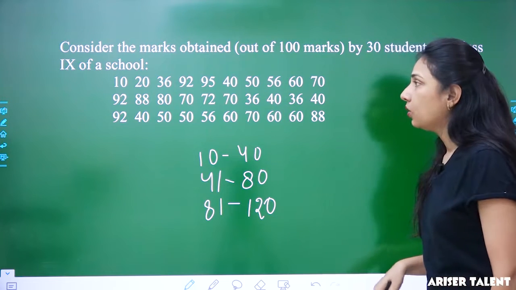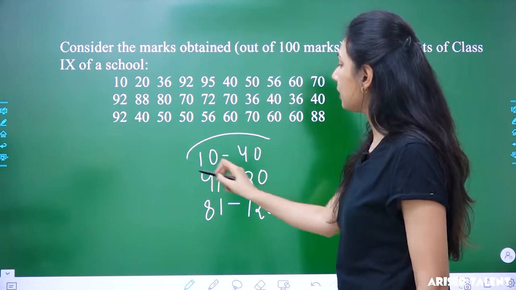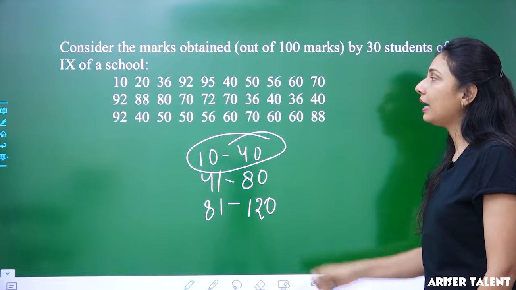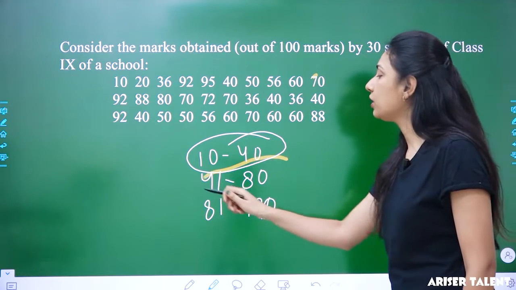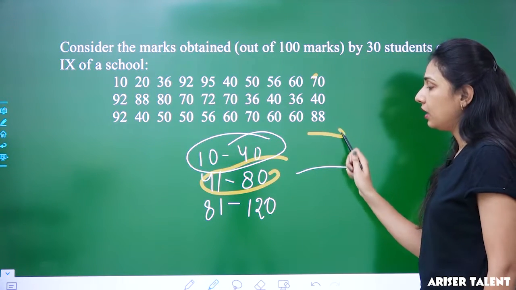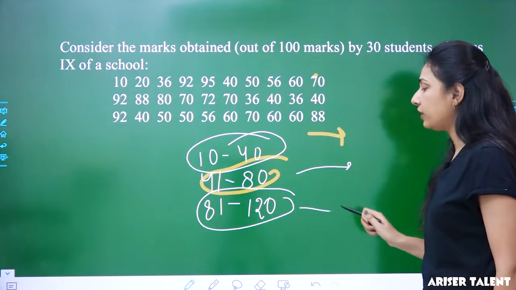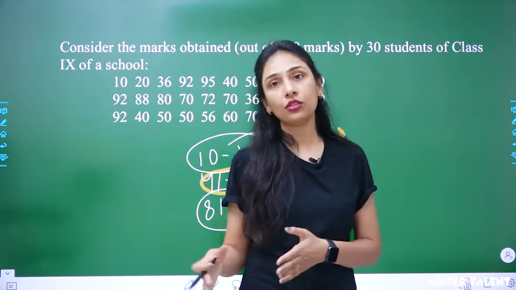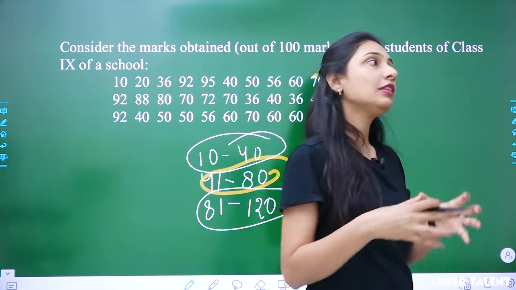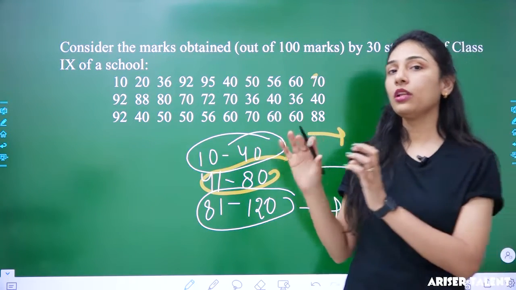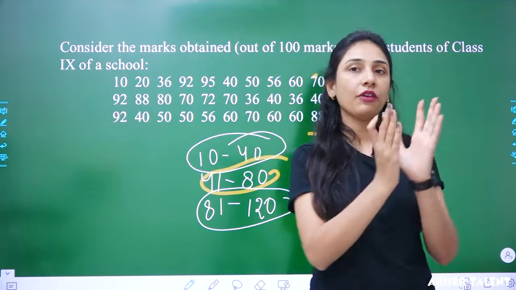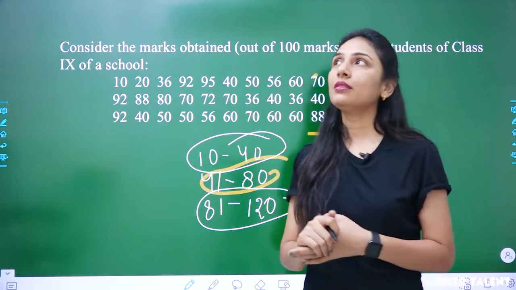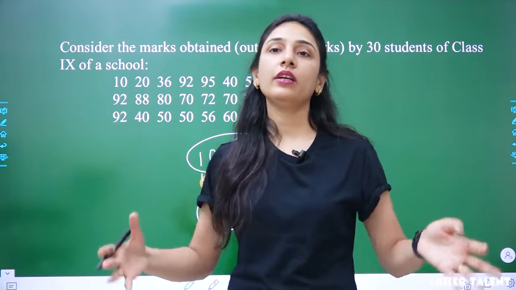120. All the numbers coming from 10 to 40, I'll be writing here, from 41 to 80, I will be writing here, and 81 to 120, I'll be writing here. It's like making a class of something, a group of something, so that these particular numbers will be falling in this category, and these in that category.